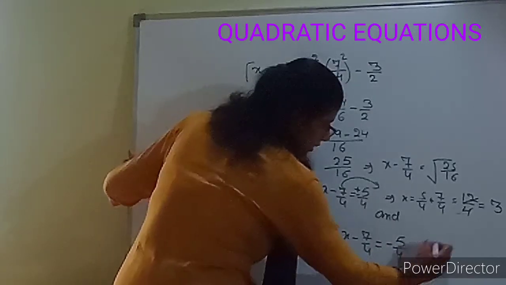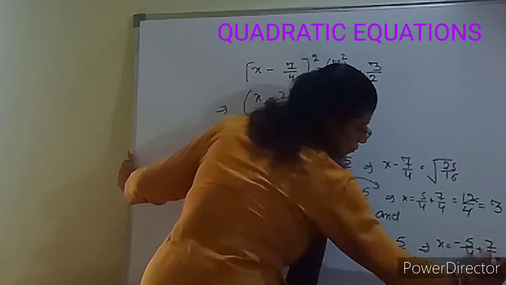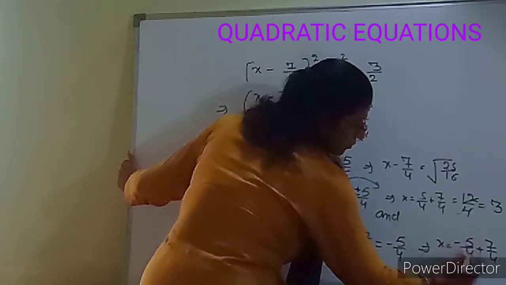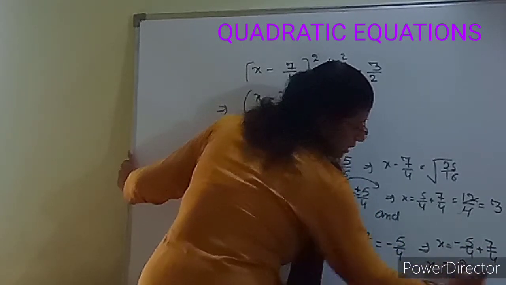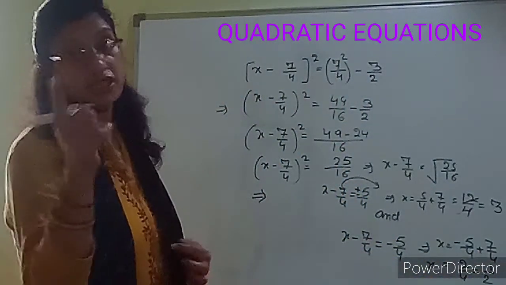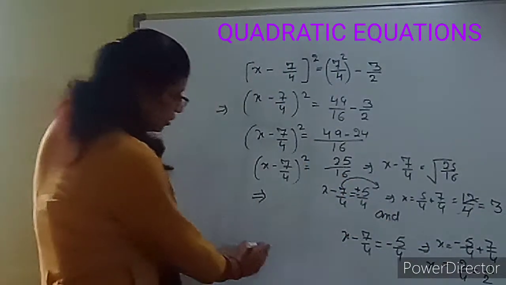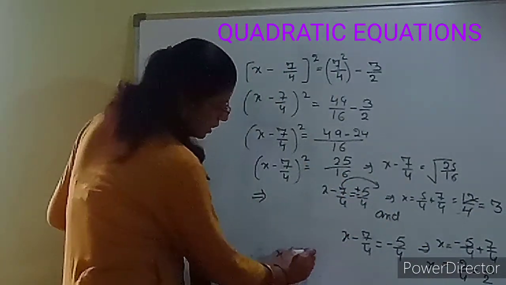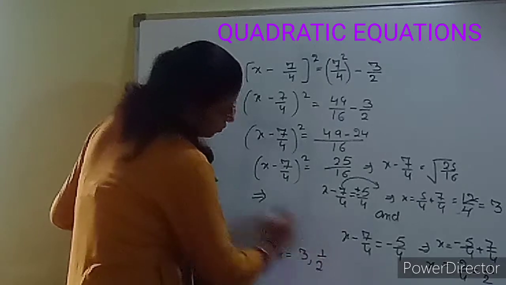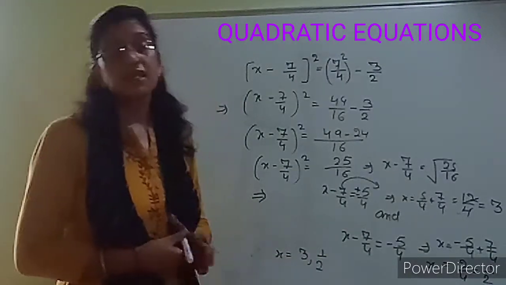Solve it, so you will get x is equal to minus 5 upon 4 plus 7 upon 4. So the answer you will get is 2 upon 4, that means 1 upon 2. So two values you are getting of x because it is a quadratic equation, 3 and 1 upon 2. So the value of x is 3 and 1 upon 2. Okay, this is the answer by completing the square.